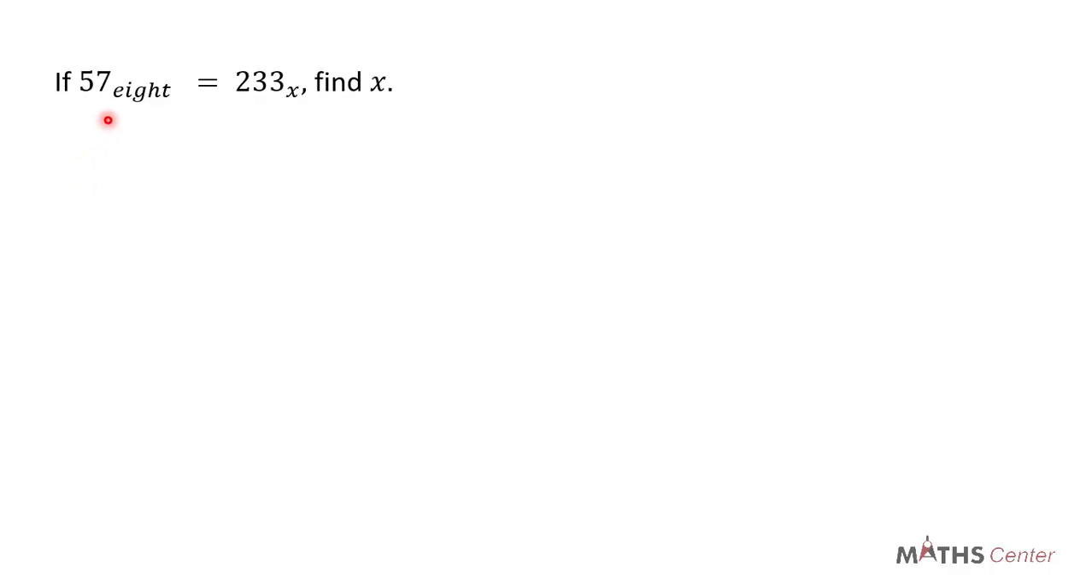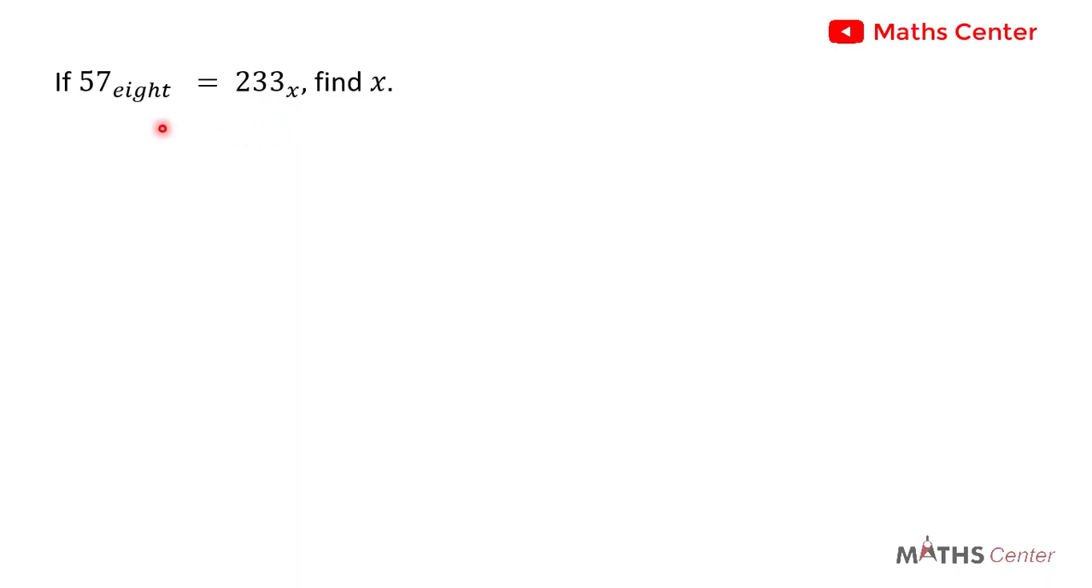If 57 base 8 is equal to 233 base x, find x. So we have two numbers here that are in two different bases. The first one is 57 and it's in base 8. And the second one is 233 and it's in base x. The question wants us to find the value of x, which is the base of the number 233.